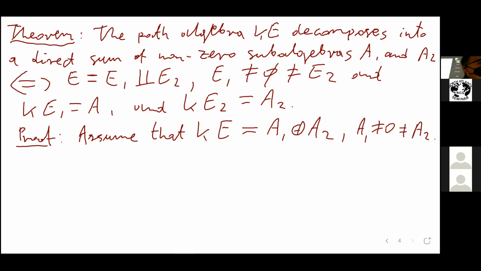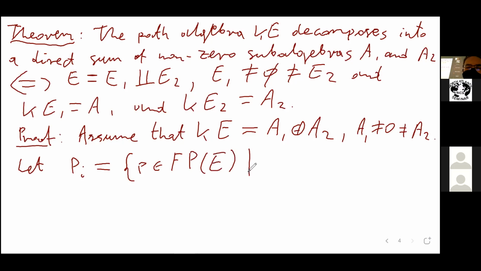I want to define a certain auxiliary object, which is fundamental in our argument. I want to define Pi in the following way. These are all finite paths in my graph E that have a property that chi p, the characteristic function of p, is in Ai. And of course, I take my i to be 1 or 2. Okay, this is just a definition. For all we know, it might be empty. We don't know. But I can make such a definition.